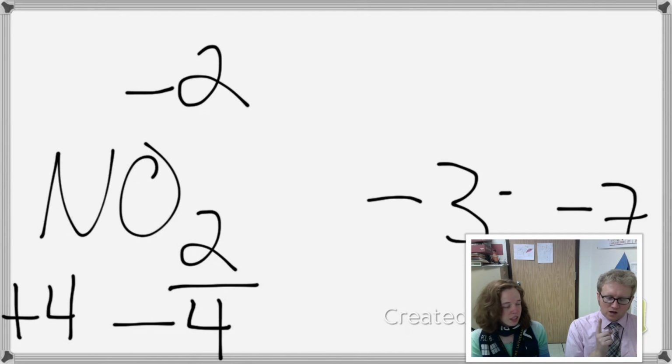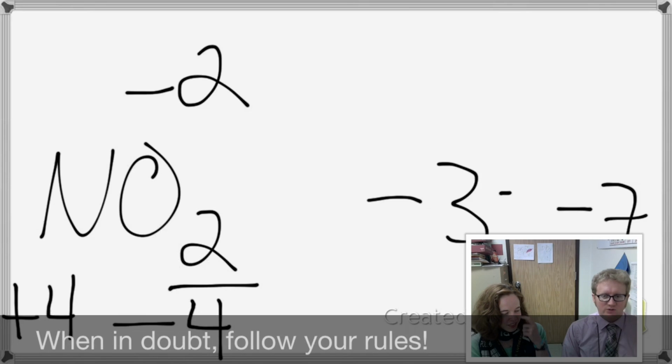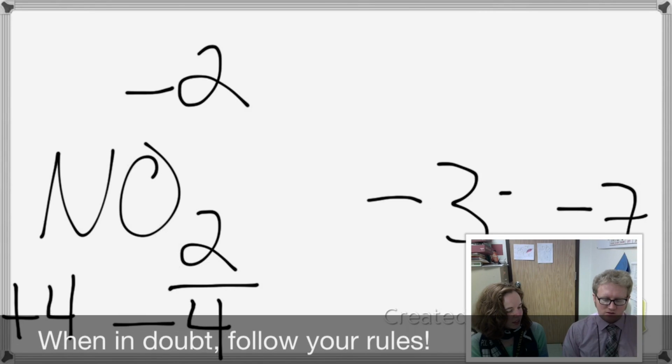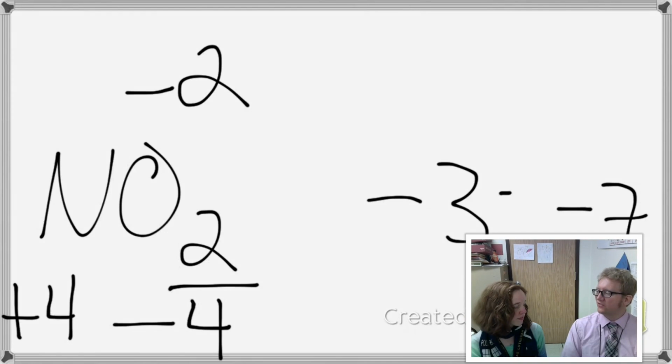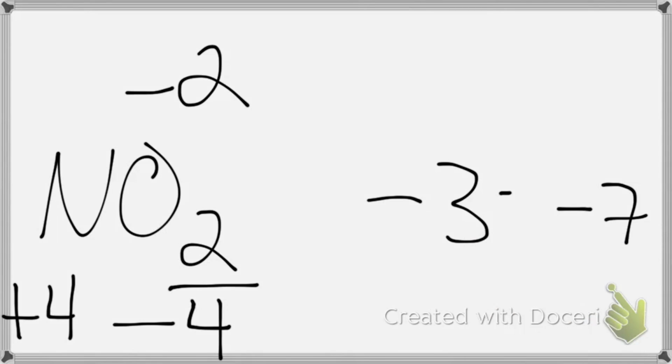So trust the math. Follow the rules first, then trust the math. If you followed all the rules, you have to trust the math because there's not a rule about nonmetals unless they're hydrogen or oxygen. Okay, I think I got this. I think I can go.